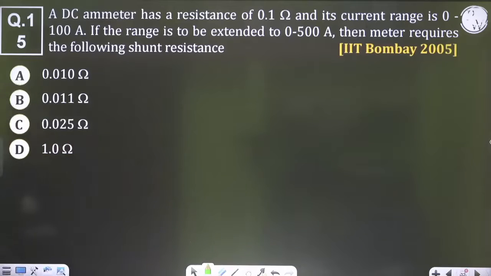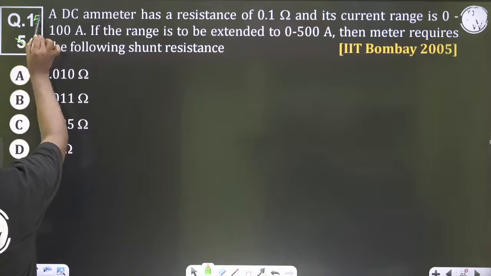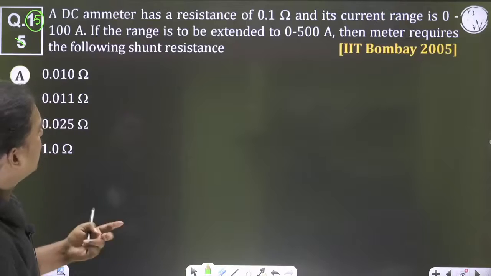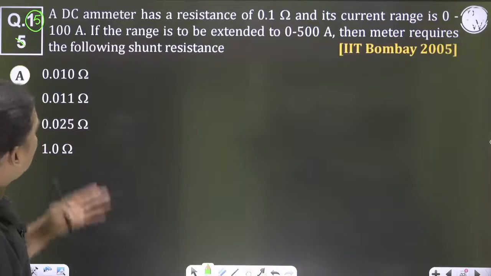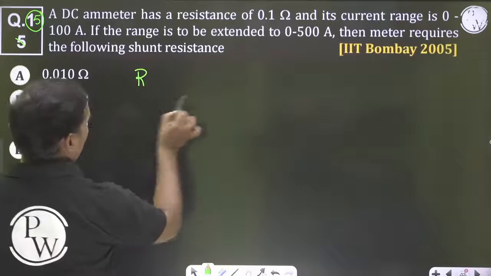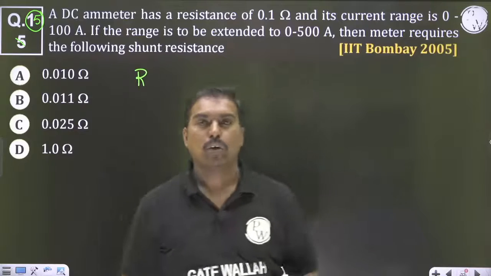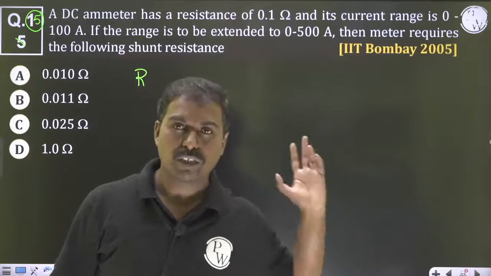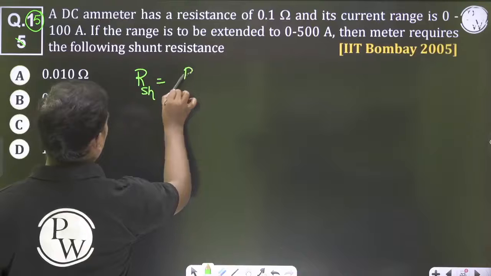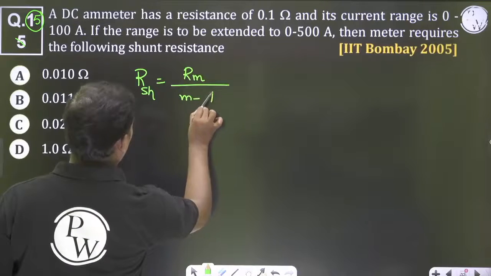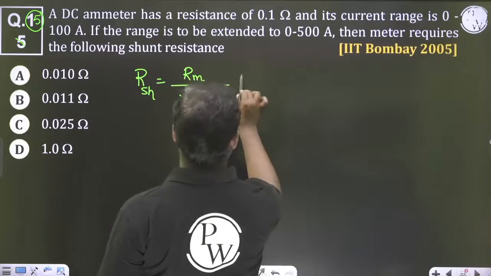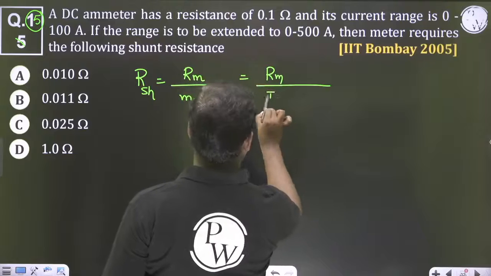Question number 15, I think you can answer. A DC ammeter has a resistance of 0.1 ohm and its current range is 0 to 100 amperes. If the range is to be extended to 500 amperes, then the meter requires a shunt resistance. As I told you, this formula was asked in IIT Bombay. I don't want to repeat the same concept, but the questions are repeated. The shunt resistance formula: Rsh is equal to Rm by M minus 1, where M is equal to I by Im.